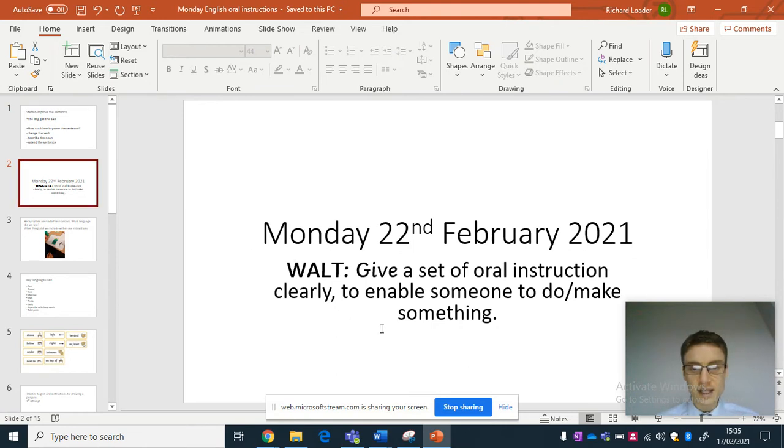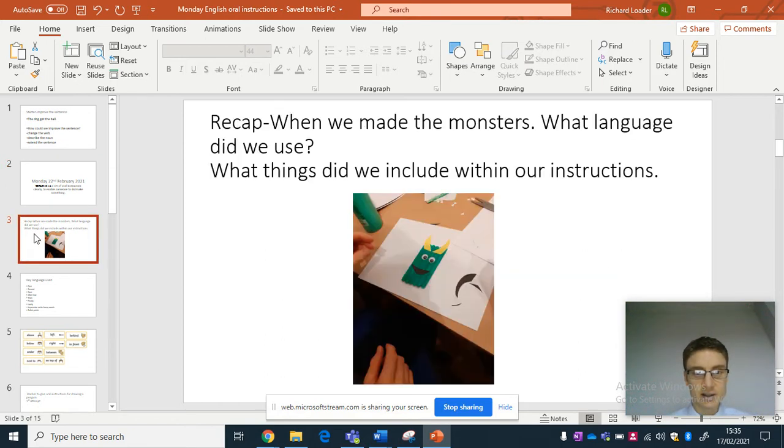Right, the WALT is to give a set of oral instructions clearly to enable someone to do or make something. Now let's think back to the instructions that we did earlier on in the year. One of the things we did was we made the monsters, didn't we? Out of lollipop sticks. So my question is, what language did we use and what things did we include within our instructions? So pause the video, talk to an adult, or share that with a partner.